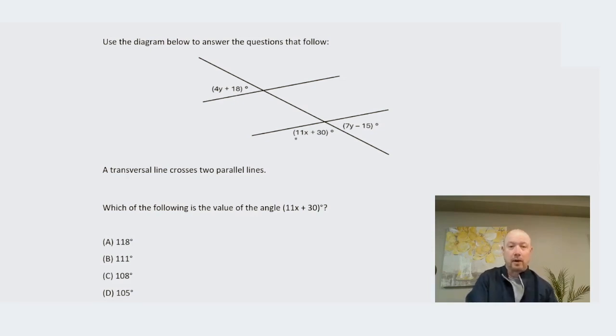Okay, so we have our two parallel lines. So I'm going to mark these as parallel. This is our transversal. So that means if two parallel lines are cut by a transversal, alternate exterior angles have to be congruent. So what I'm going to do is set 4y plus 18 equal to 7y minus 15, and that's going to let me get y, and then I can find out what this angle is.